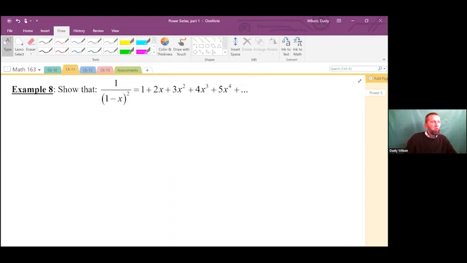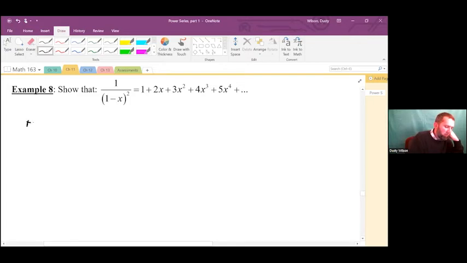Example 8: show that 1 over the quantity 1 minus x squared equals 1 plus 2x plus 3x squared plus 4x cubed plus 5x to the fourth plus ... This requires a little bit of cleverness. I think we could take it on from either side, the left side or the right side. But maybe we will take it on from the left side and recognize that 1 over 1 minus x quantity squared looks a little bit like 1 over 1 minus x, except for the denominator squared. We could multiply, but that's going to create a nightmare. So rather than multiplying, let's see if we can create this expression through differentiation.